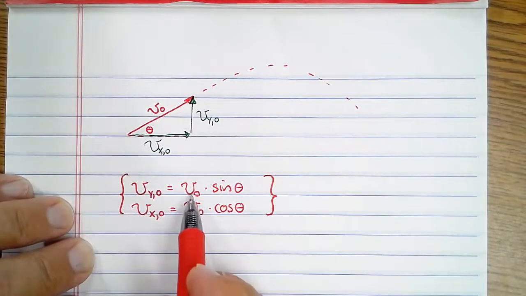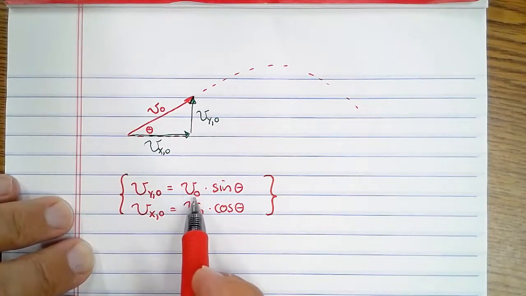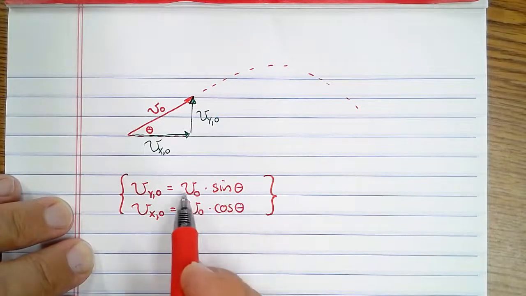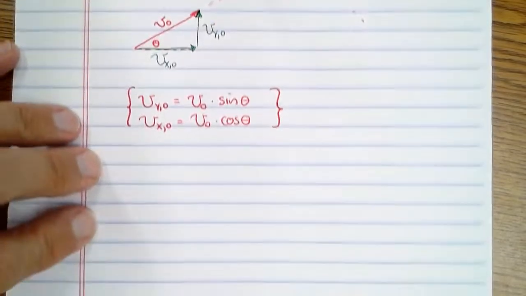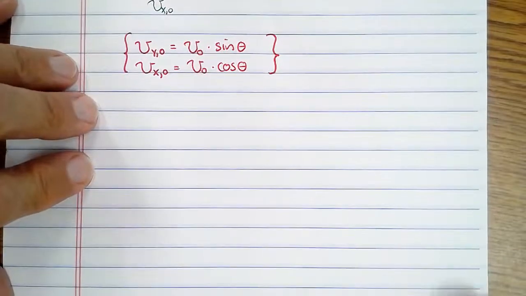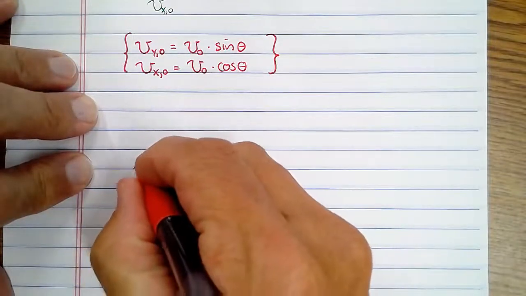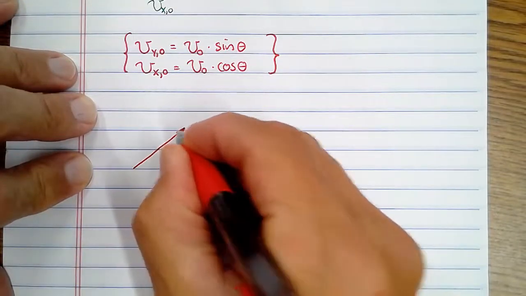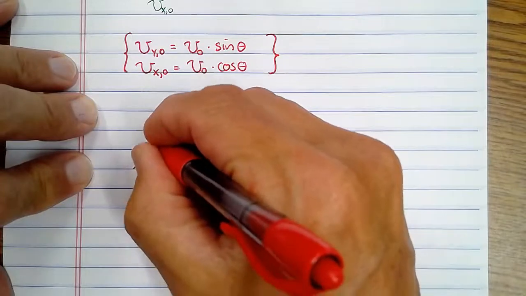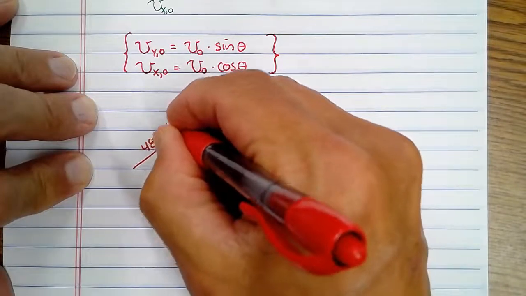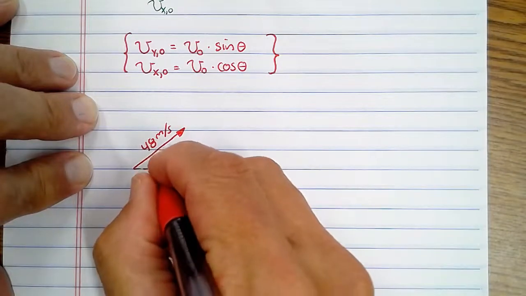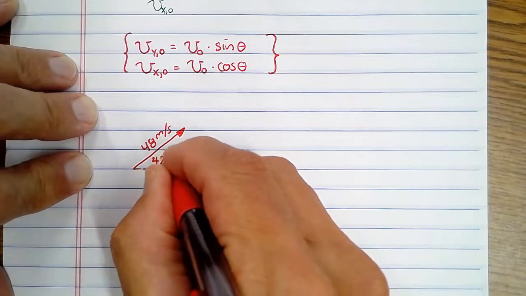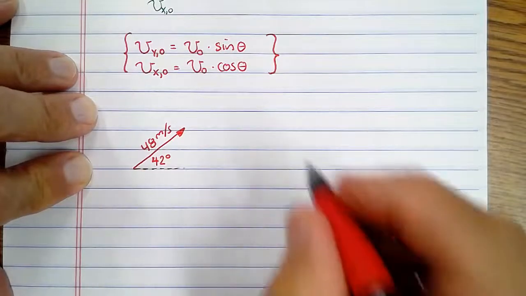If you have a projectile launched at v0 meters per second at an angle of theta, this is how you find the velocity in the y direction. So let me go ahead and pause the video if you want. Let me show you how that actually works in practice. Let's say we launch a projectile, and the initial velocity of the projectile is 48 meters per second, and it is launched at an angle of 42 degrees.